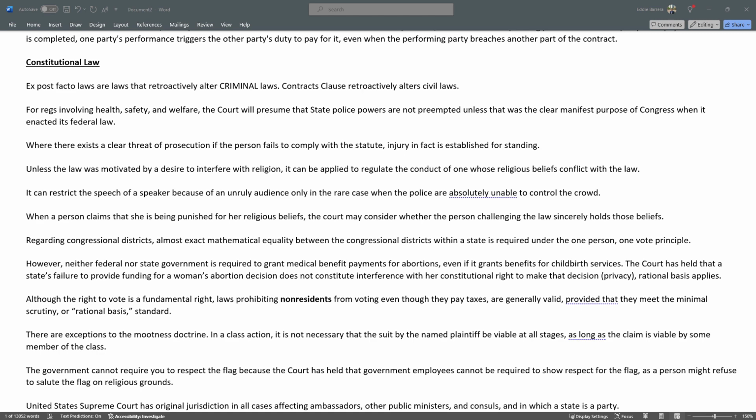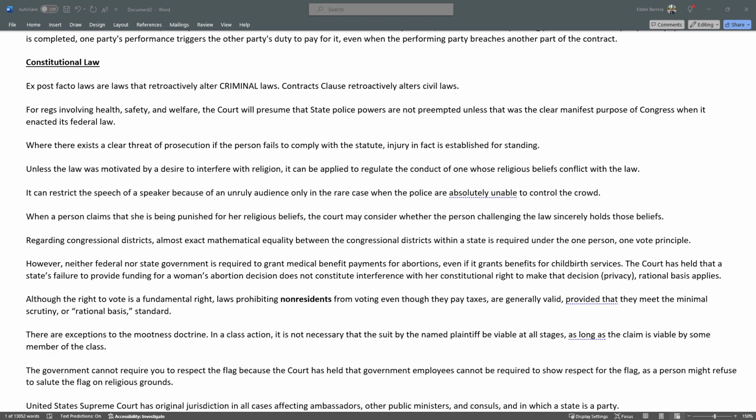Constitutional law. Ex post facto laws are laws that retroactively alter criminal laws. Contracts clause retroactively alters civil laws. For regulations involving health, safety, and welfare, the court will presume that state police powers are not preempted unless that was the clear manifest purpose of Congress when it enacted its federal law.